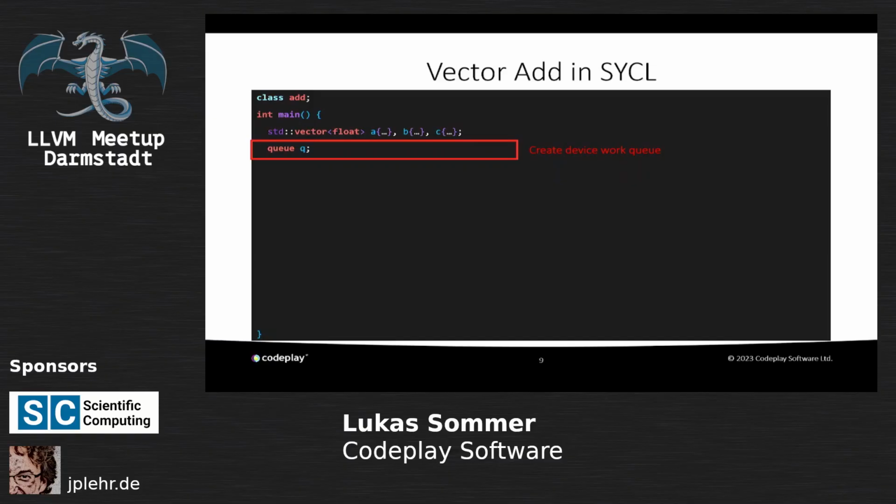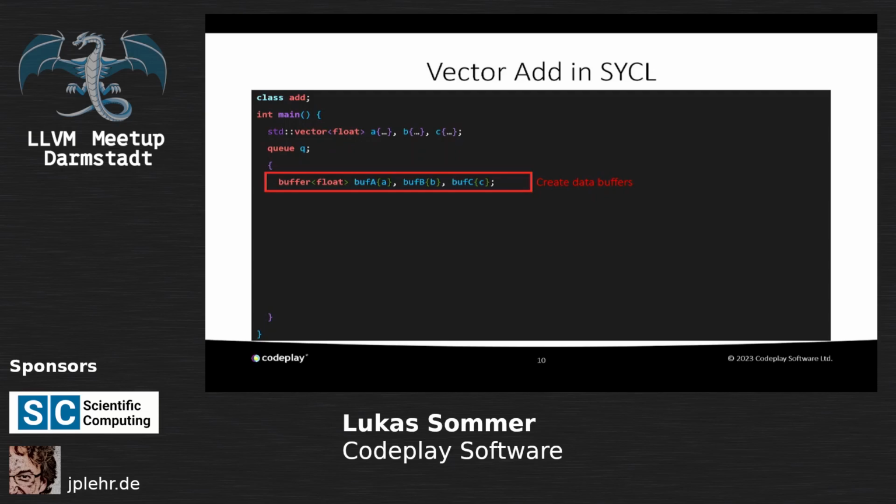And a queue is basically just something that you can submit work to, and that work then gets executed on some device. With the default constructor here, you would get the default device in your system, but you can also specify you want a GPU, you want a CPU, whatever kind of device you have in your system. Next thing we're going to do is create some memory buffers. Those simply wrap the standard vector from up here in a buffer.